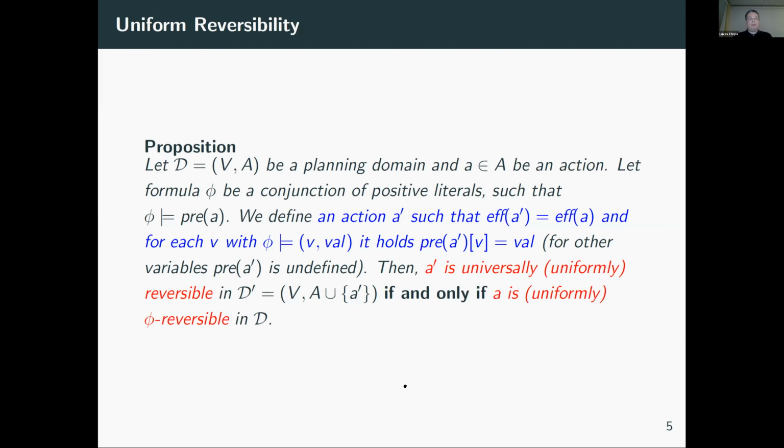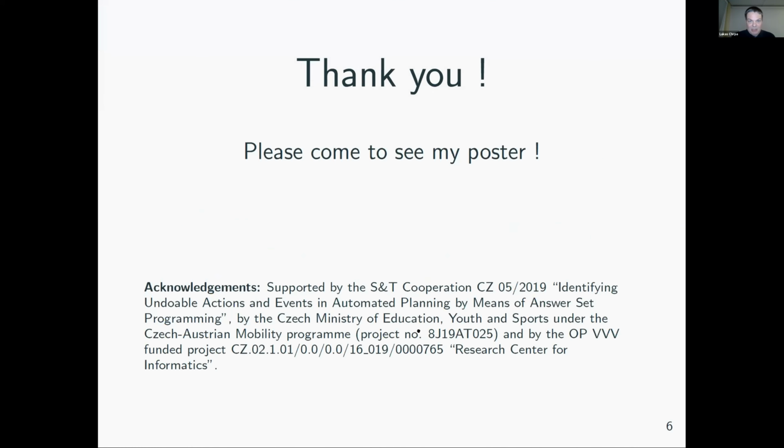Now, we were looking at the cases of uniform reversibility in which we know the formula phi up front, and if the formula phi is a conjunction of literals, then we can transform that formula into a precondition of a dummy action A prime that has the same effects as the action A, but its precondition represents the formula phi. And in such a case, the dummy action A prime is universally uniformly reversible if and only if the original action is uniformly phi reversible in the given domain. So thank you for your attention.